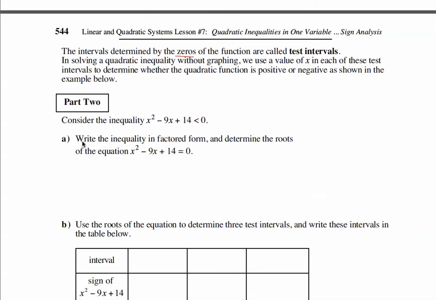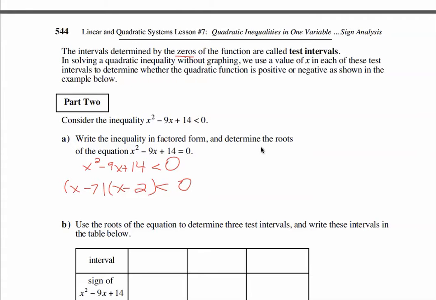Part A says, write the inequality in factored form and determine the roots of the equation. To write it in factored form, I'm going to start by simply writing it. Now, to factor this, I want two numbers that will multiply to positive 14 and add to negative 9. It would be negative 7 and negative 2.